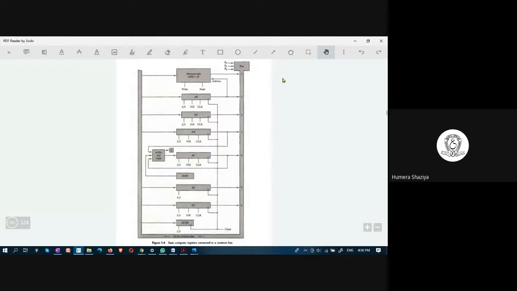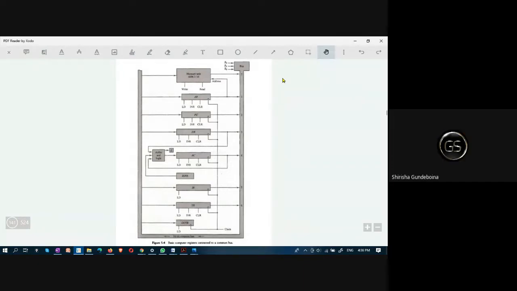Just before this concept, we learned about registers. How many are they in number? Eight, ma'am. Yeah, eight. List them out.